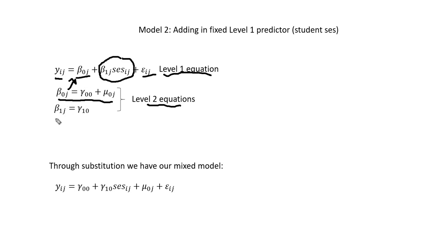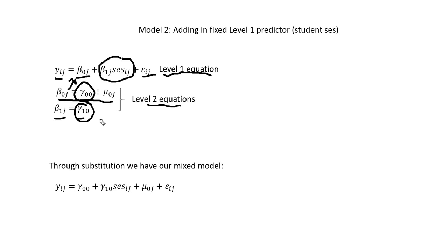And notice that now we've got beta 1j set equal to gamma 10. Essentially we could think about it this way: if we were to compute the regression slope for SES in all the schools and take the average, that is what gamma 10 is. Just like we could compute a grand mean with respect to the intercept, we can also compute a grand mean for SES. Now notice that there is no random component associated with this particular coefficient at level 2.